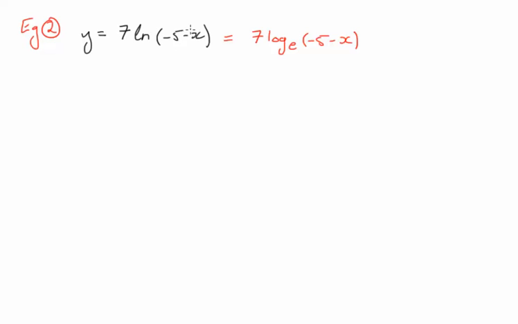Step 0. There's a negative sign there. We've got to factorize that. Let's get rid of that negative.